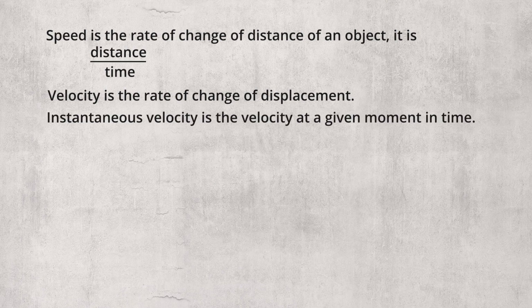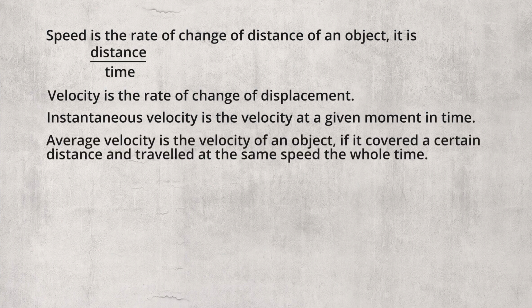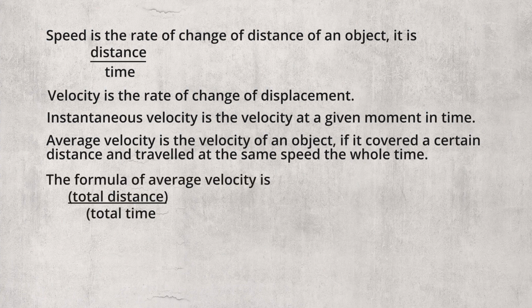Instantaneous velocity is the velocity at a given moment in time and has an SI unit of meters per second. Average velocity is the velocity of an object if it covered a certain distance and traveled at the same speed the whole time. The formula of average velocity is total distance divided by total time.